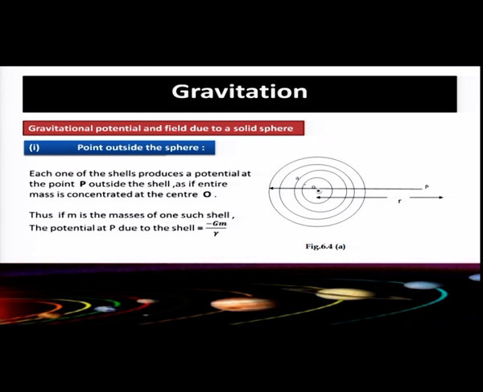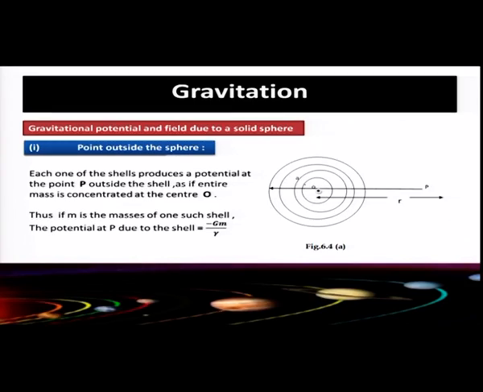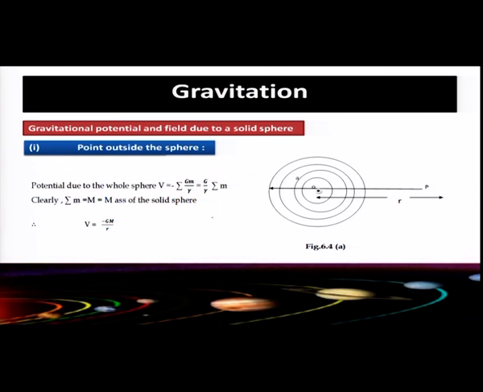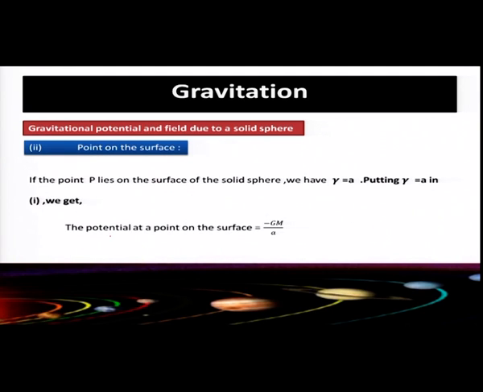Therefore, we will derive an expression for the point outside the sphere, and each one of the shells produces a potential at a point P outside the shell, as if the entire mass is concentrated at the center O. Therefore, the potential at P due to a shell is given by minus Gm by R. Therefore, the potential outside due to the sphere is V is equal to minus sigma Gm by R, that gives rise to minus G by R into sigma m, where sigma m is the mass of the solid sphere, and when you substitute sigma m to be capital M, the effective mass, m1 plus m2 plus m3 and so on, then I get V is equal to minus GM by R.